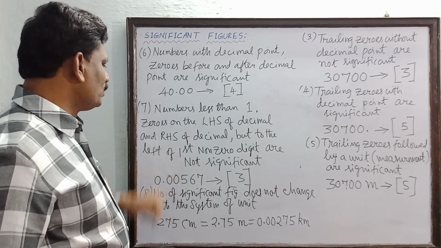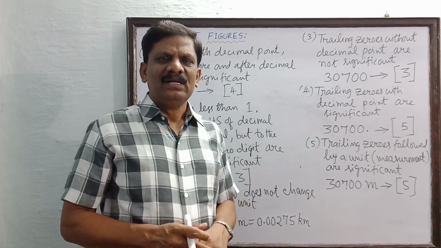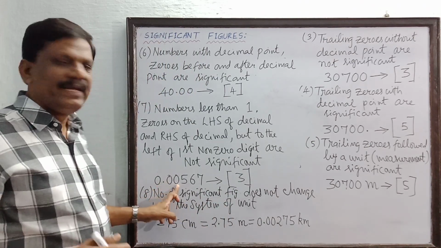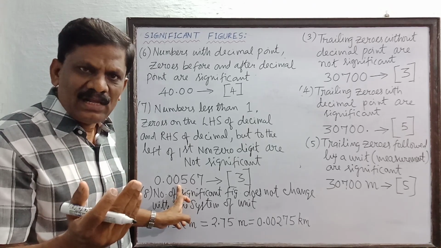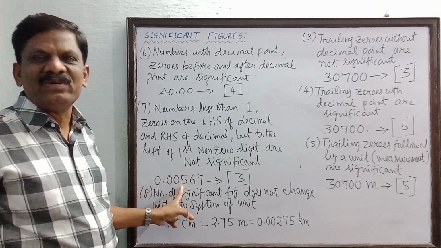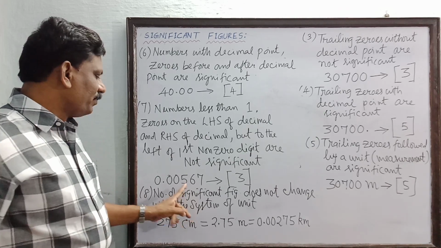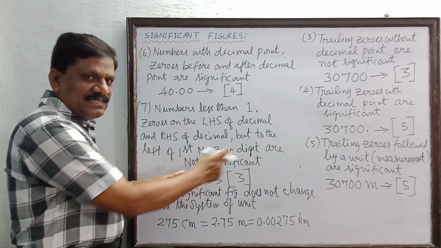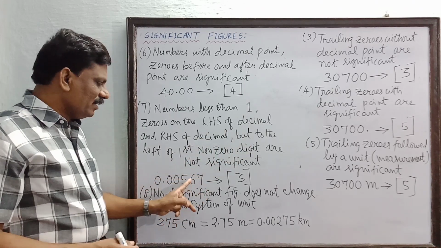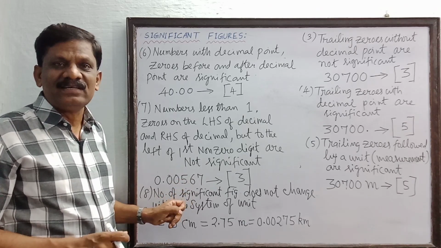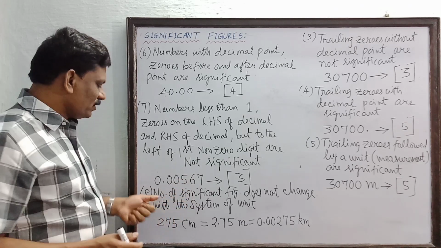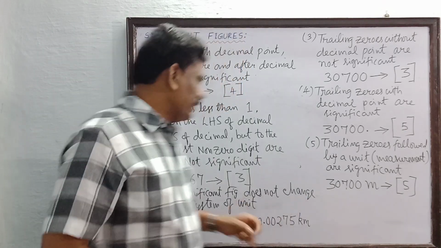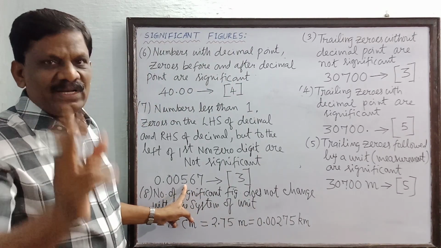And the 7th rule is exclusively for a number less than 1. In those numbers, the zero appearing to the left side of the decimal and the zeros appearing on the right side of the decimal but to the left side of the first non-zero digit are not significant. Suppose the number is 0.00, then 5 followed by 2 zeros, then 6, 7. Those zeros between 5 and 6 are significant, is it not? So learn the rule thoroughly. Only the zeros to the left of the first non-zero digit are not significant.